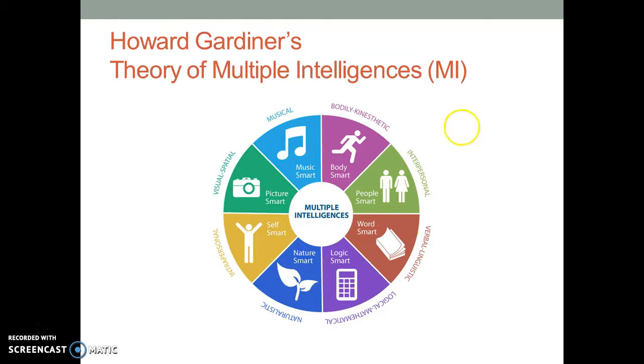We have word smart, verbal linguistic, and those are our readers and writers, our poets, our wordsmiths, people who are really good at Scrabble and crossword puzzles. We have logic smart, that's logical, mathematical. Those are our scientists and our mathematicians. Naturalistic, nature smart, those are our hikers and gardeners and eco warriors. We have self-smart, intrapersonal. These are people who really know themselves and understand themselves and are really good at being aware of how they are in the world. We have visual spatial people. These are our picture smart people. And we have our musical people. They're people who learn and think in music.